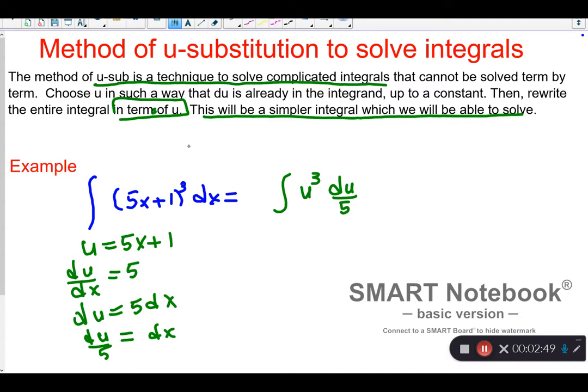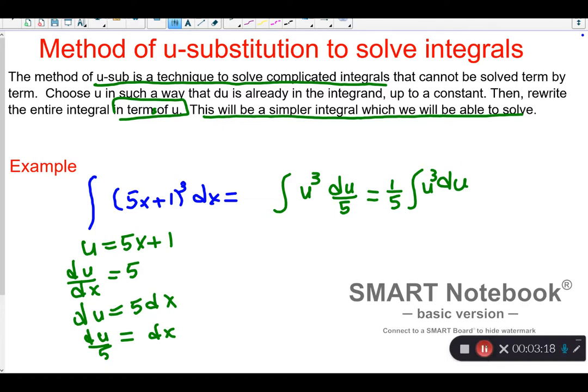So we were able to replace this entire integral with something much simpler of the form u to the third. You see this constant over here is not a big problem because we can always factor a constant outside of an integral sign. So this will be 1 over 5 times the integral of u to the third du. So now we went from an integral that had x's to an integral that has u's, but it's a much simpler integral to deal with.